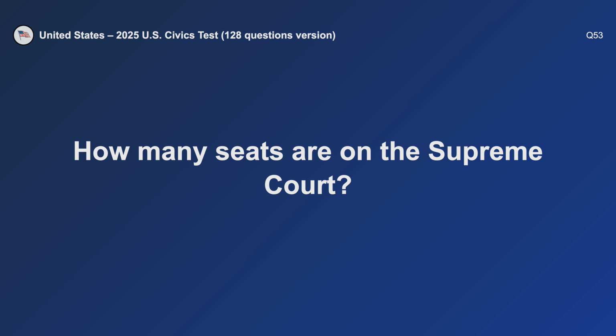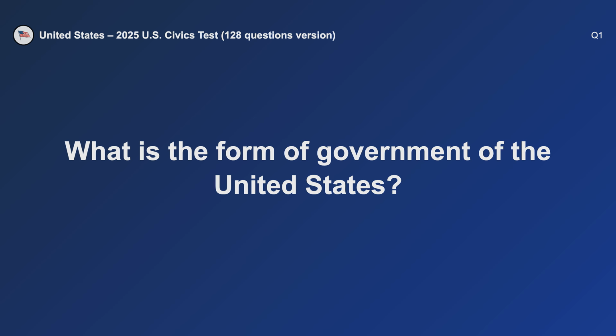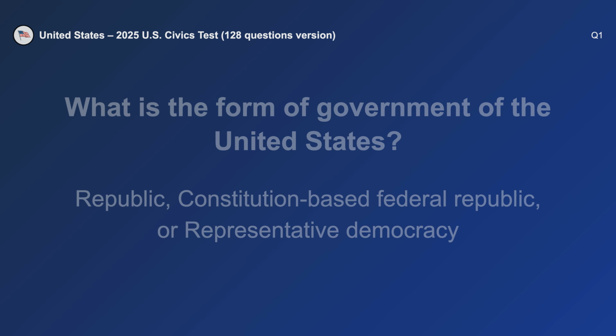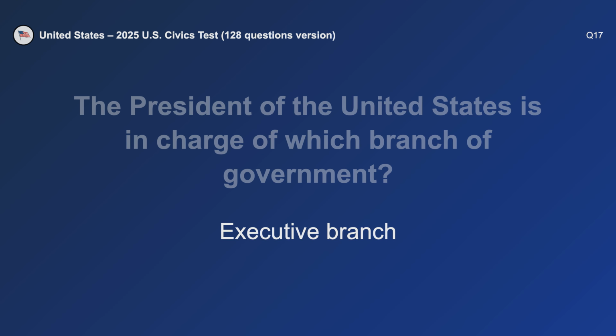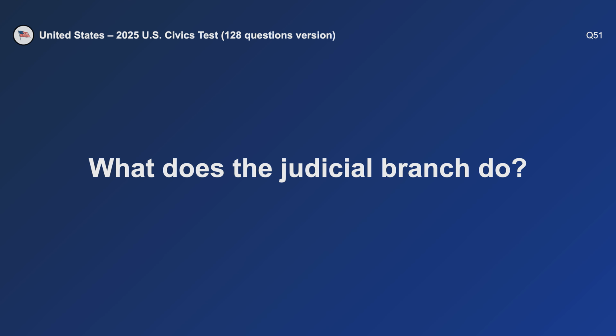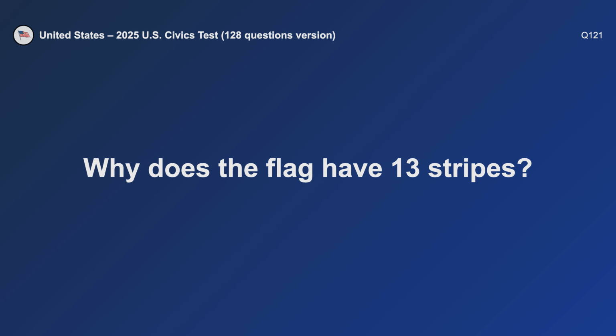How many seats are on the Supreme Court? 9. What is the form of government of the United States? Republic. The President of the United States is in charge of which branch of government? Executive branch. What does the judicial branch do? Reviews laws.